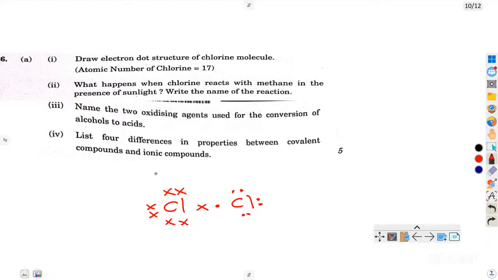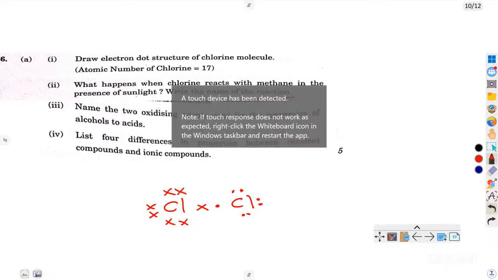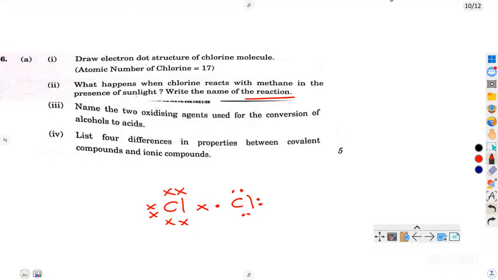like a neat diagram. Then, what happens when chlorine reacts with methane in presence of sunlight? Name the reaction. I told you substitution reaction will happen only for saturated hydrocarbons. So the reaction will be CH4 plus Cl2 gives CH3Cl plus HCl. When chlorine reacts with methane in presence of sunlight, it undergoes substitution reaction.